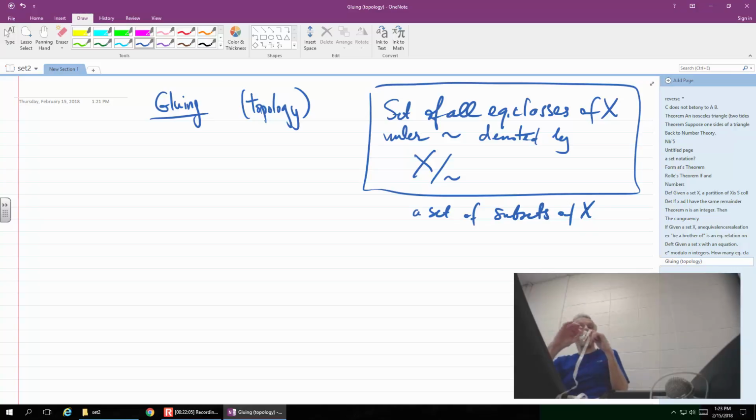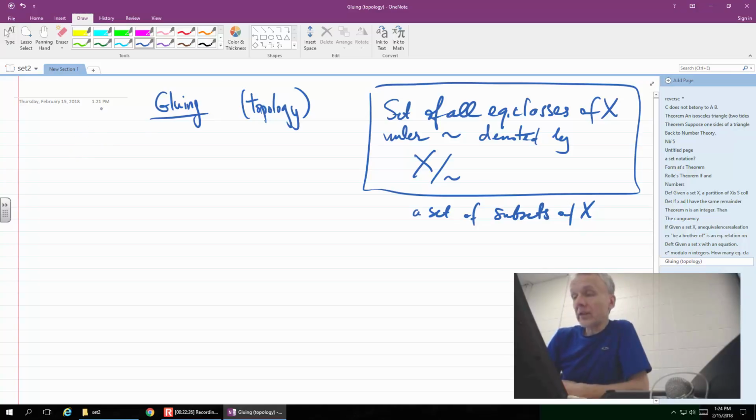And then I keep gluing it. And so once again, the whole real line turns into a circle, literally. Literally, every point, every equivalence class will turn into a point.